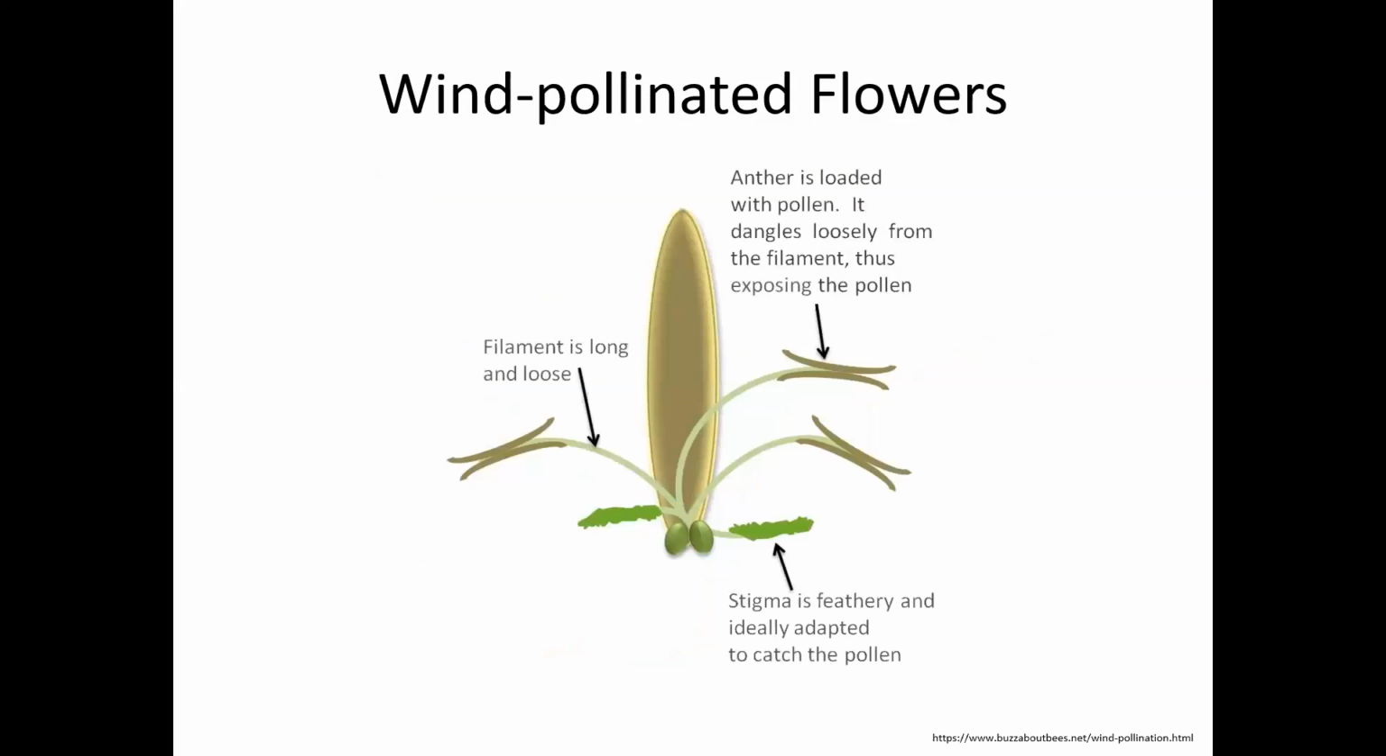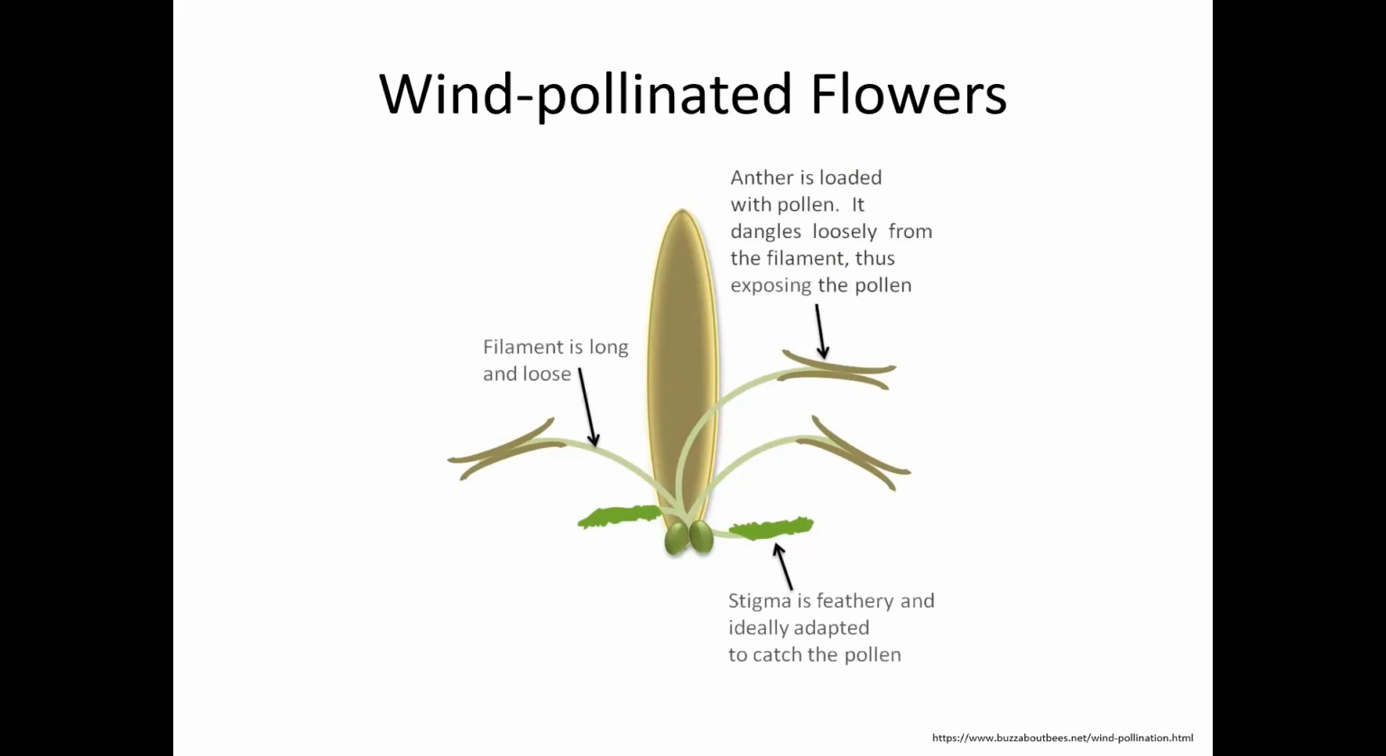Wind pollinated flowers also have a very different morphology than animal pollinated flowers. They don't need to be showy because they're not trying to attract anything. They don't need to have a smell. Again, they're not trying to attract anything. They're just catching the breeze. And so they have a long filament, and the pollen is loose on the end of it. And that way it's easier for it to catch a breeze and to shake and to vibrate in the wind.